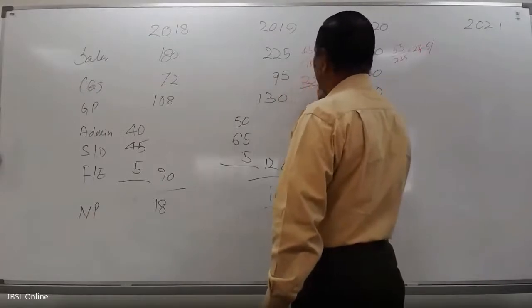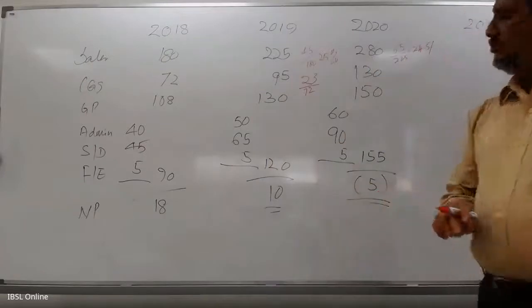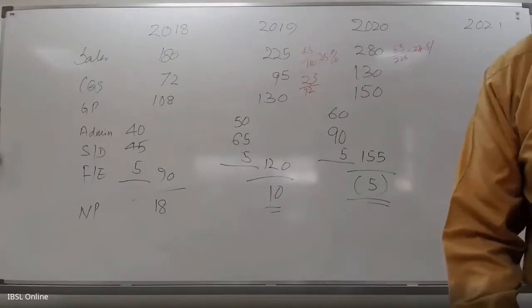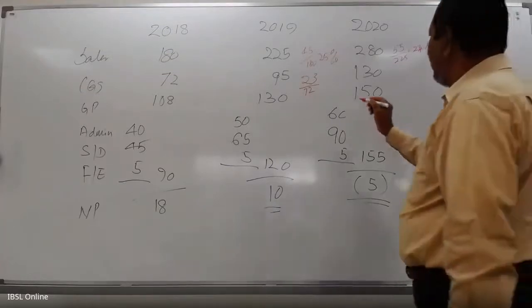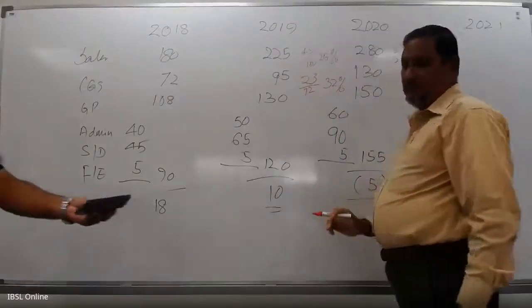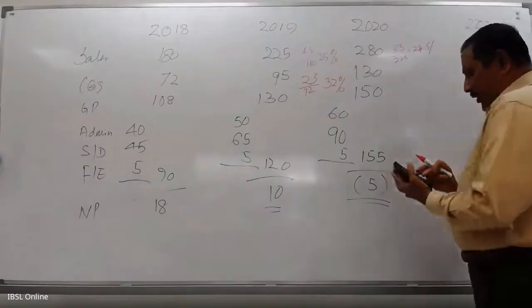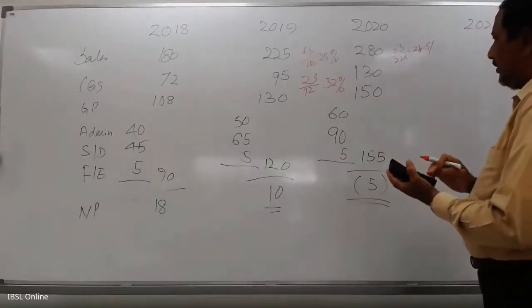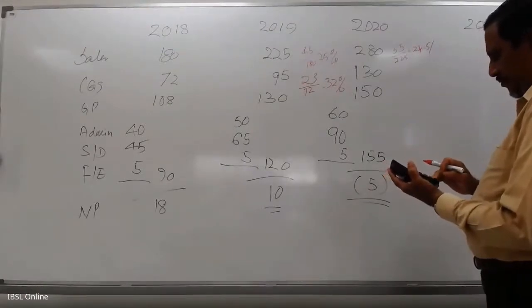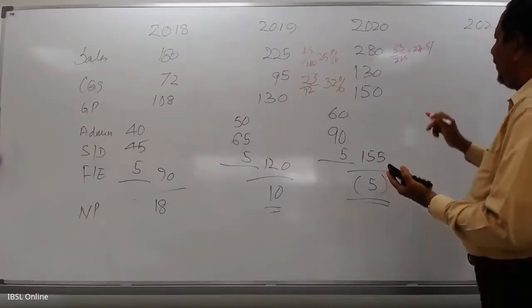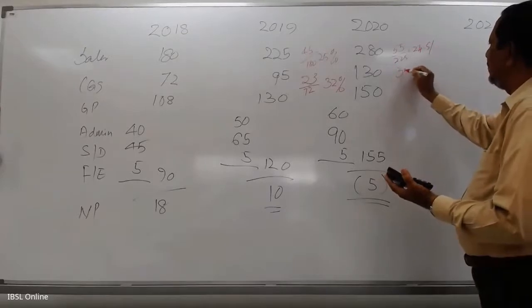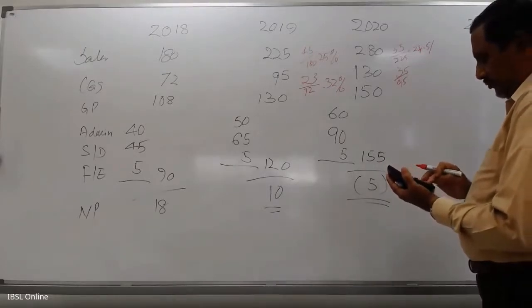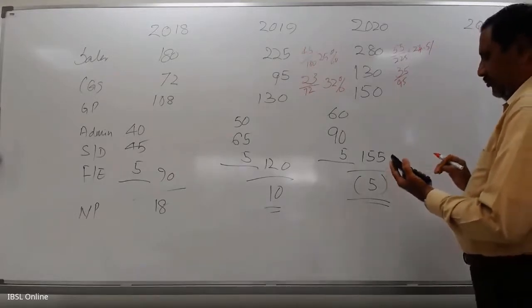The cost of goods sold, similarly, what's the growth rate? 23 over 72 into 100 is 32%. For 2020, 130 minus 95 increased by 35, which is 37%.